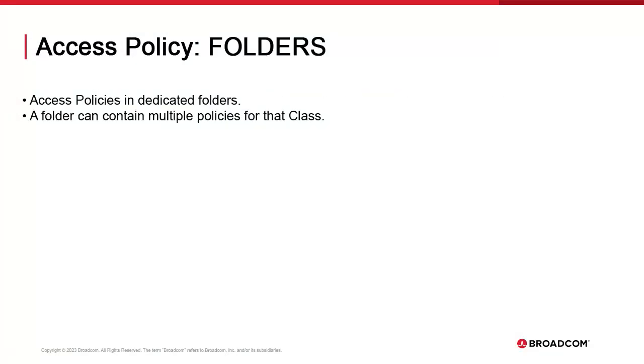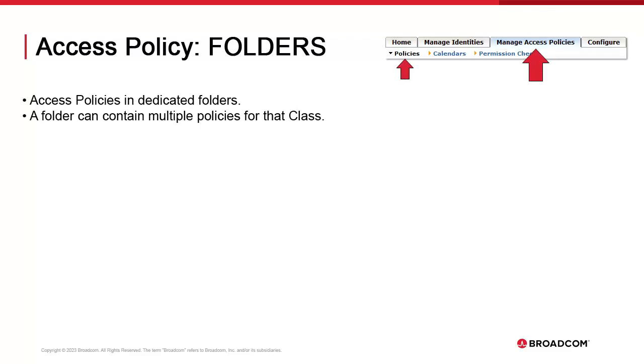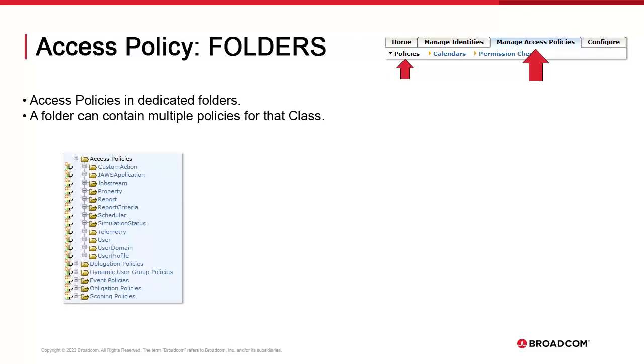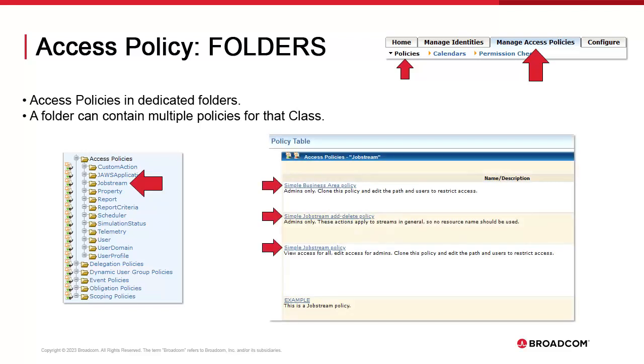The AAI teams have created some access policy templates so that we don't have to work with them from scratch. Under the Manage Access Policies tab in the Policies menu, we find a set of policy folders. Each folder contains one or more policies for a particular resource class: JAWS application, job streams, custom action, and so forth. In the job stream folder, we have 3 templates for business area, job stream add delete, and job stream paths. We'll come back to this.